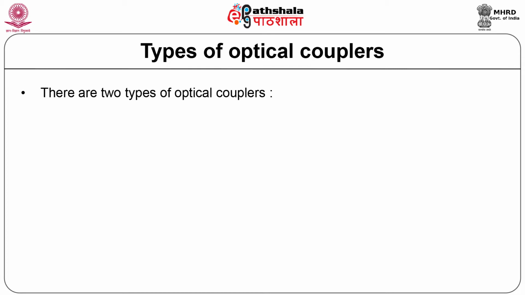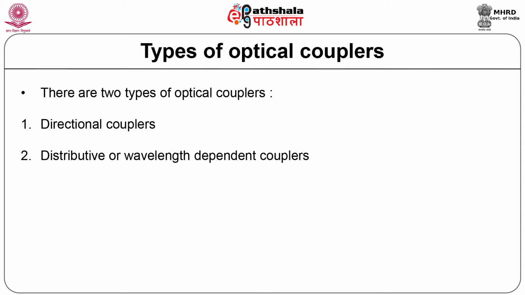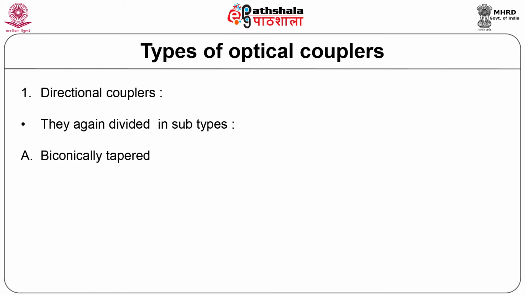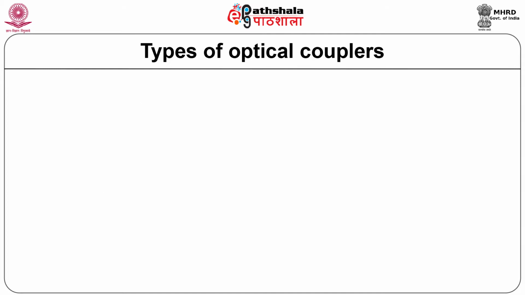Types of optical couplers. There are three types of optical couplers: directional couplers, distributive couplers, and wavelength dependent couplers. Let us begin with the directional coupler. They generally have 3 or 4 ports, that is inputs and outputs. They are further classified as biconically tapered directional coupler, offset butt joint directional coupler, and beam splitting type directional coupler. Biconically tapered directional coupler.